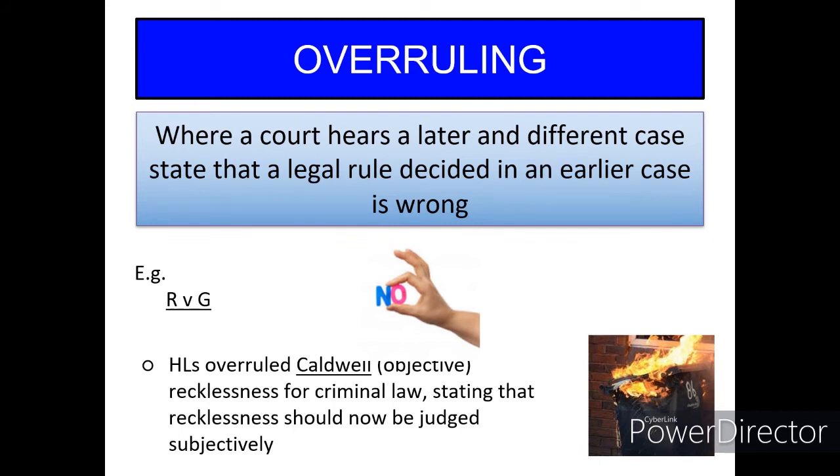Overruling is different to following because a court will hear a case and it will be a later case, but they will decide that the decision made in an earlier case was wrong. So they will overrule it. So the later case here is different to the earlier case. And a good example of this is R v G. Here, the House of Lords overruled Caldwell recklessness. So Caldwell had ruled that criminal recklessness should be judged objectively, but R v G ruled that that was not the case, that law was wrong, and recklessness should be judged subjectively. If you remember, in this case, the children set fire to wheelie bins, causing criminal damage.